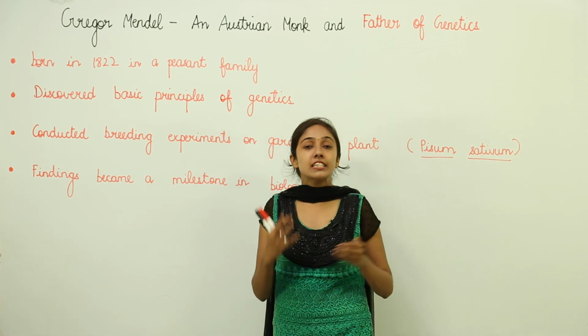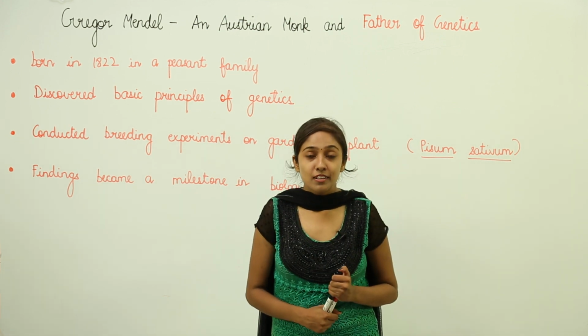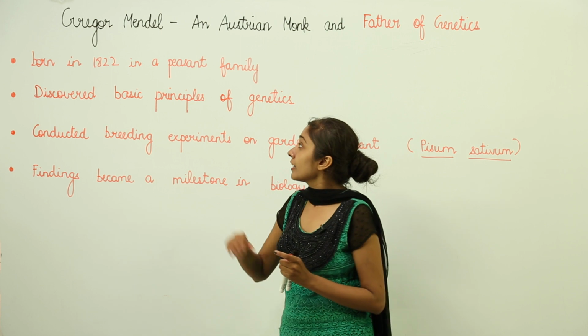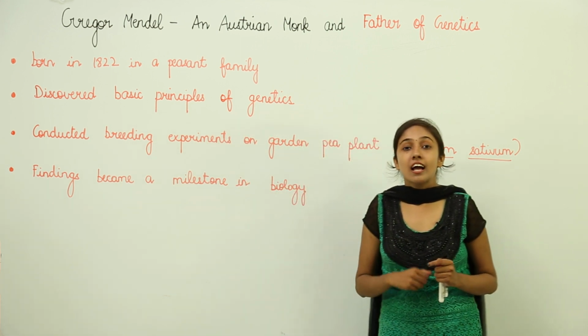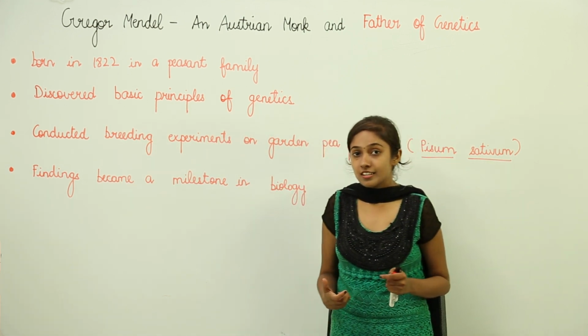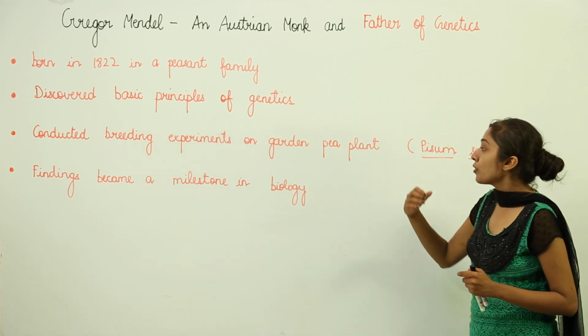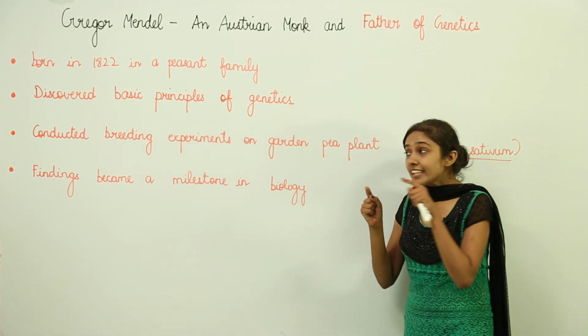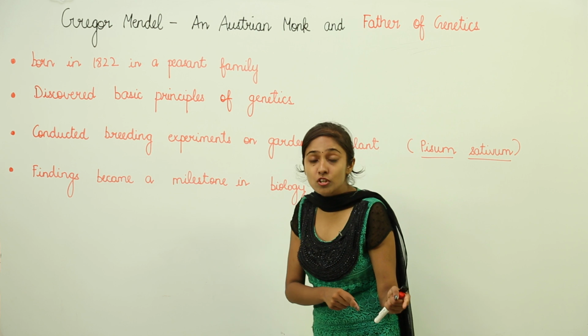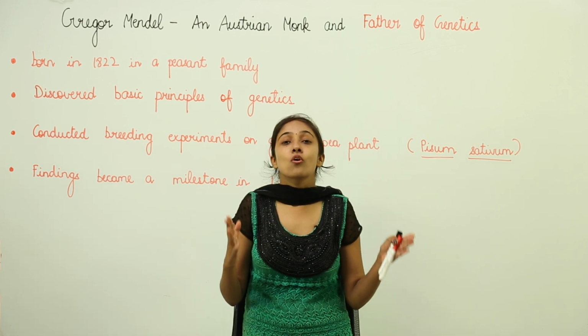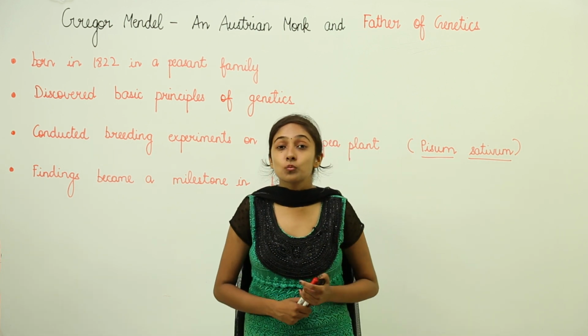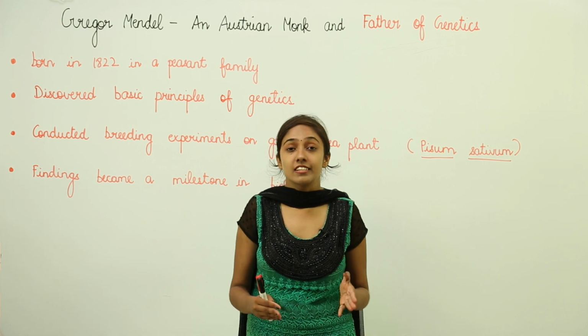Then he wanted to become a teacher, but luck didn't favor him. But after that, he came back to the monastery and started working in the garden. That garden had a lot of pea plants. And his research, his experiments on pea plants changed the whole scenario of the biological world of heredity.